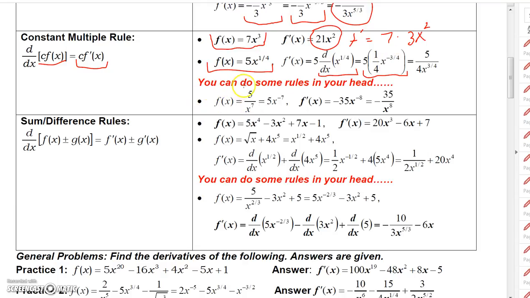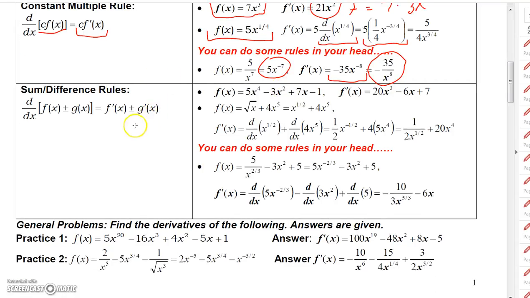And actually, you can do the rules in your head, like I said. Like if you want to find the derivative of 5x to the negative 7, well, you can say in your head, that's 5 times the derivative of x to the negative 7, so that would be 5 times negative 7 x to the negative 8, which would give me negative 35 x to the negative 8. Now, I don't propose you skipping steps unless you feel very comfortable doing so.